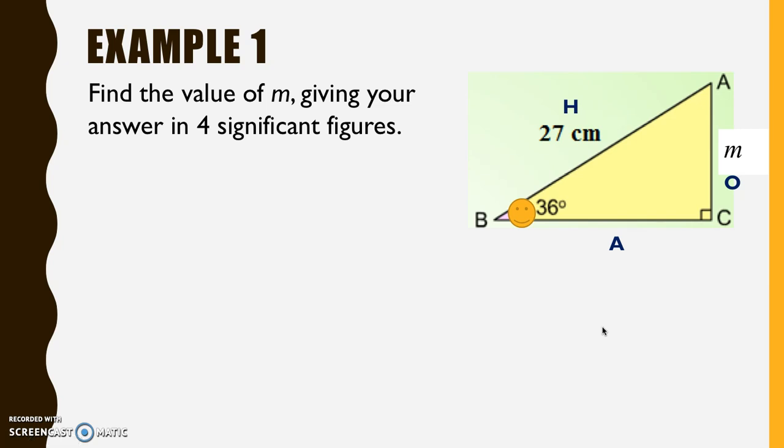Taking a look at this question, we are asked to find the value of m. I know 27. I don't know anything about the adjacent. I know the angle of interest. So this leads me to focus on the length of the opposite and the hypotenuse. Which trigonometric ratio should I use to proceed? I have the opposite, I have the hypotenuse. So it makes sense for me to use the sine ratio.